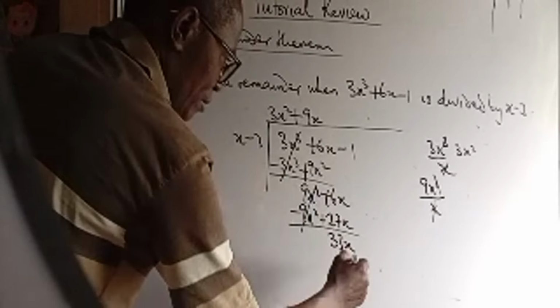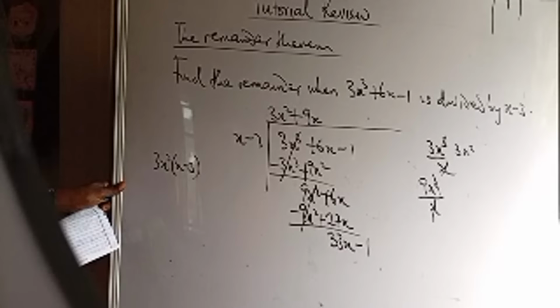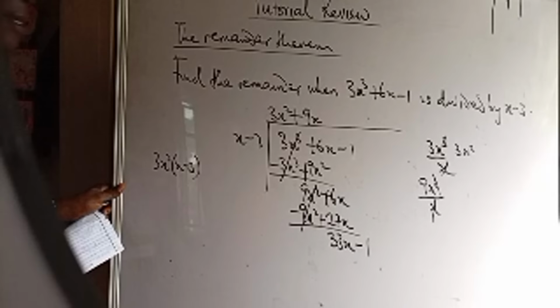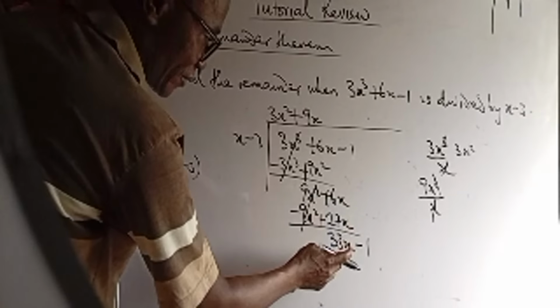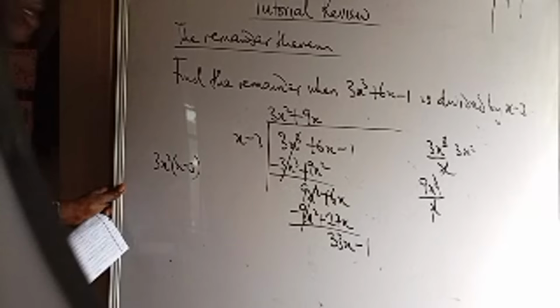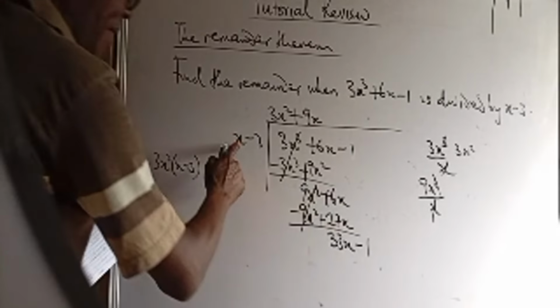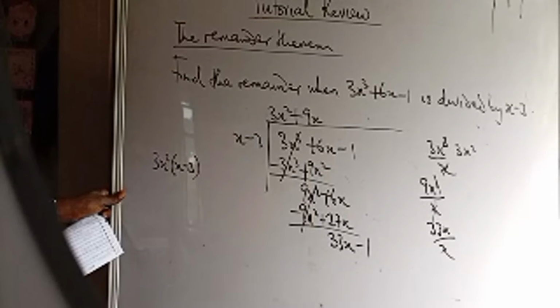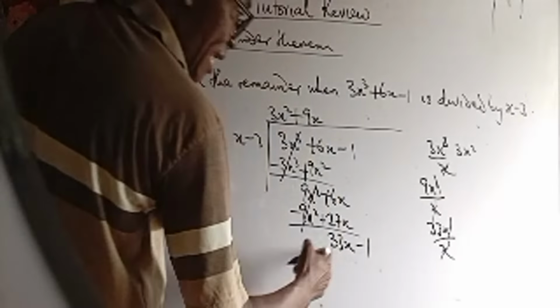Then you bring 1 down, minus 1. You bring that minus 1 down. I hope you understand. Adding this and this together, you have 33x. Then bring minus 1 down. Now divide 33x by this x again, as usual, 33x over x. The x cancels, and you are left with 33.